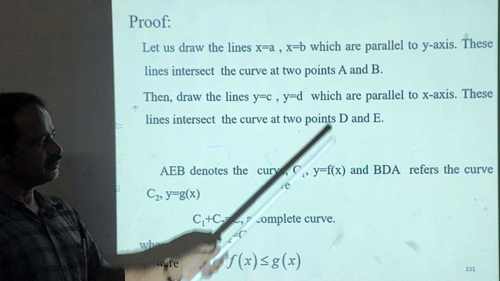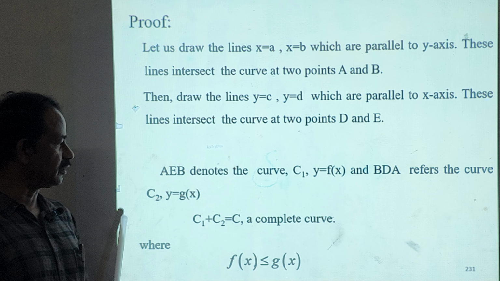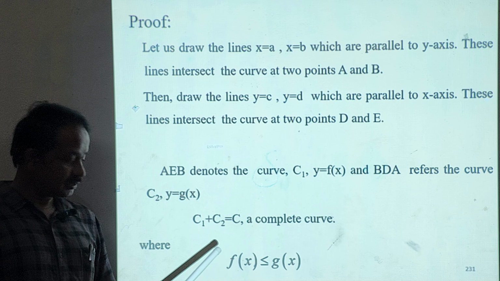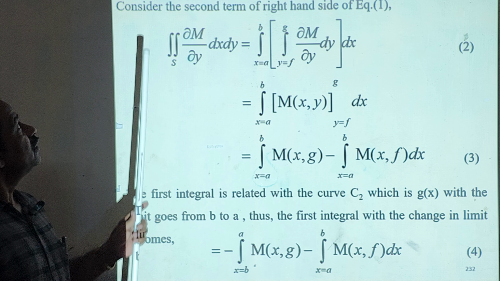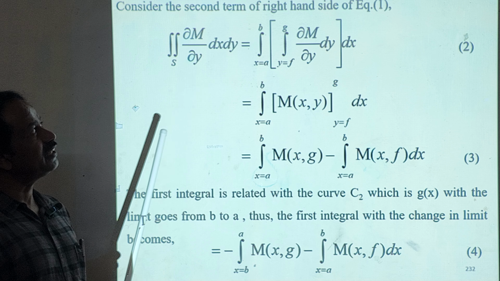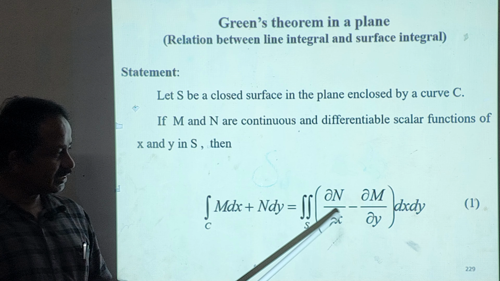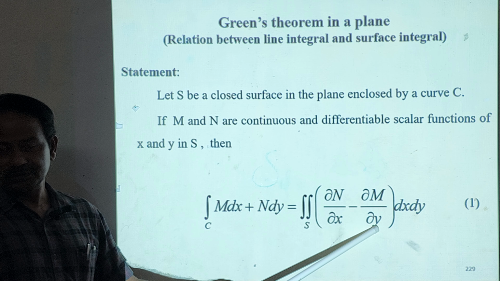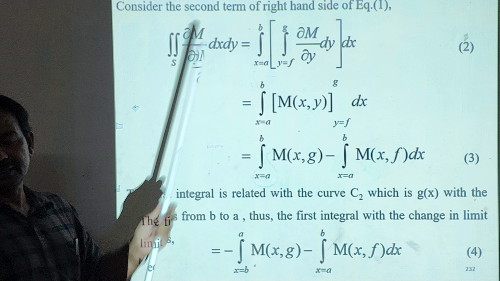As we discussed, these are the descriptions given on the slide. You have f of x less than or equal to g of x. Now we are going to consider just the second term of the right hand side of equation 1.